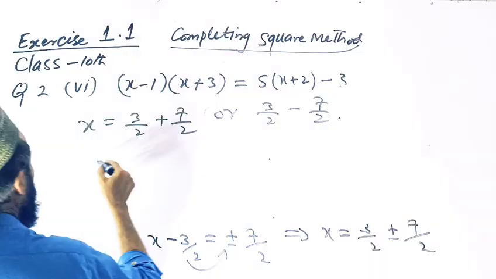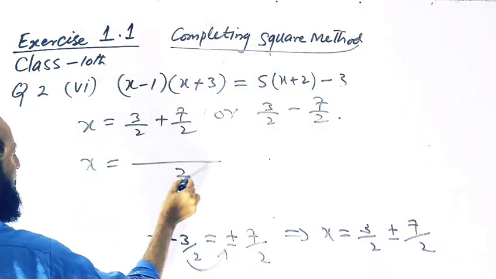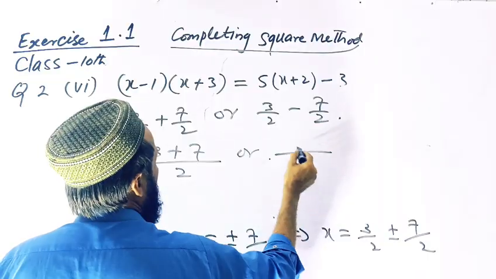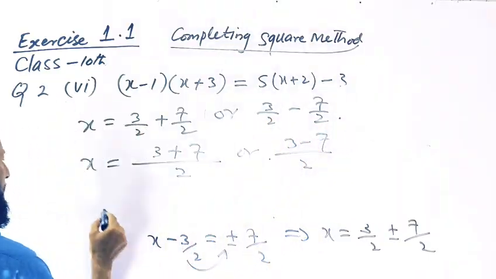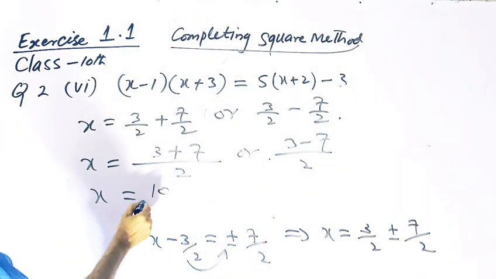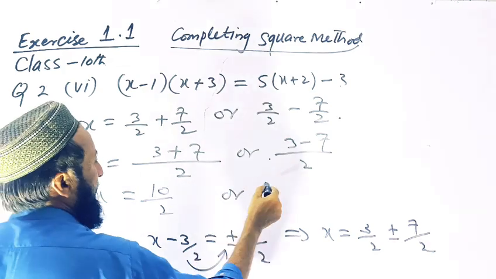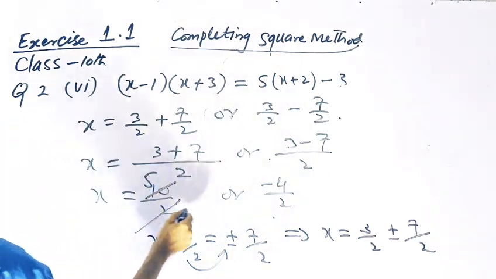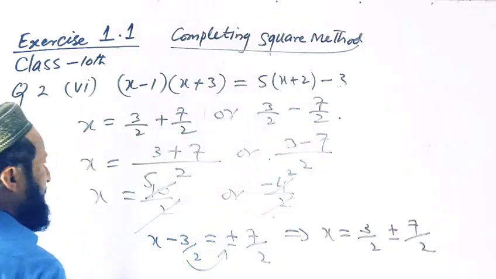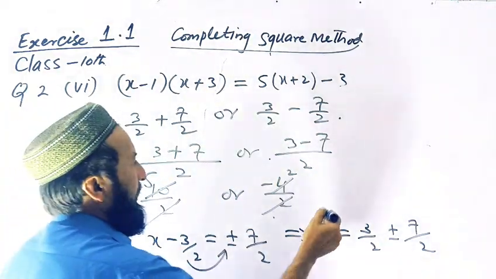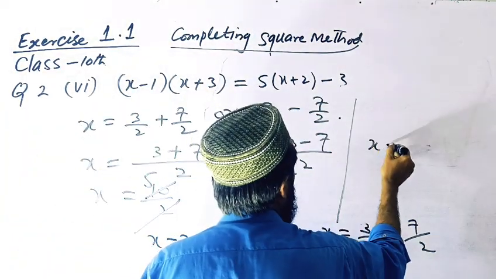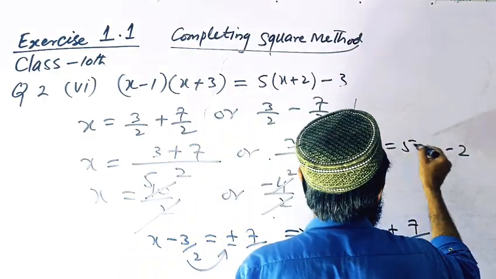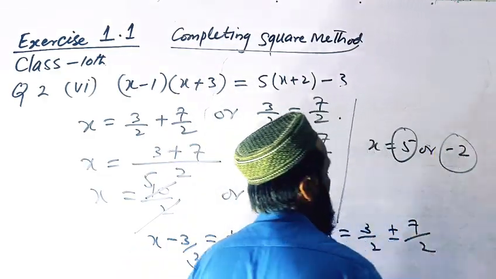Now here the denominator is the same, so we directly add these terms, and here 3 and 7 are subtracted. So x is equal to 10 divided by 2, or minus 4 divided by 2. Both are cancelled to each other. We get x is equal to 5, or x is equal to minus 2, which is the solution of this question.